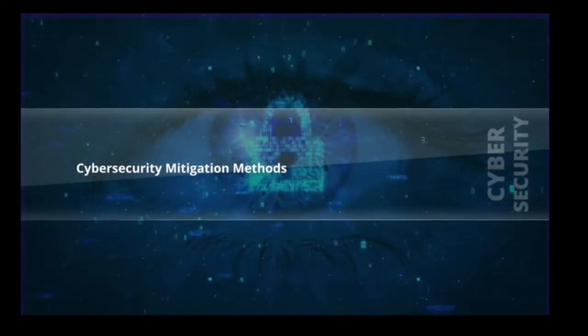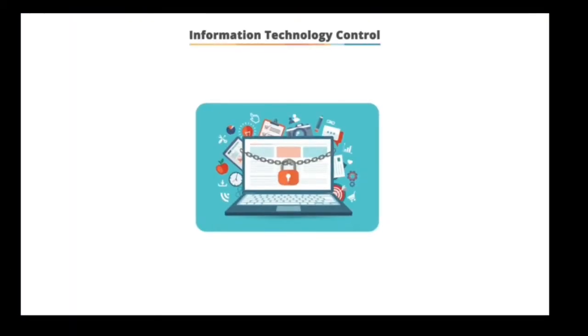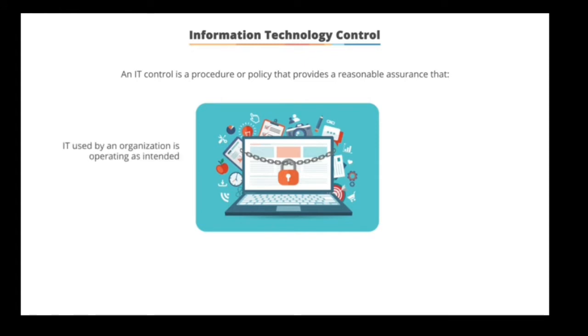Mitigation methods. Did you know that an information technology control is a procedure or policy that provides a reasonable assurance that the information technology, or IT, used by an organization operates as intended, that the data is reliable, and that the organization is in compliance with applicable laws and regulations?